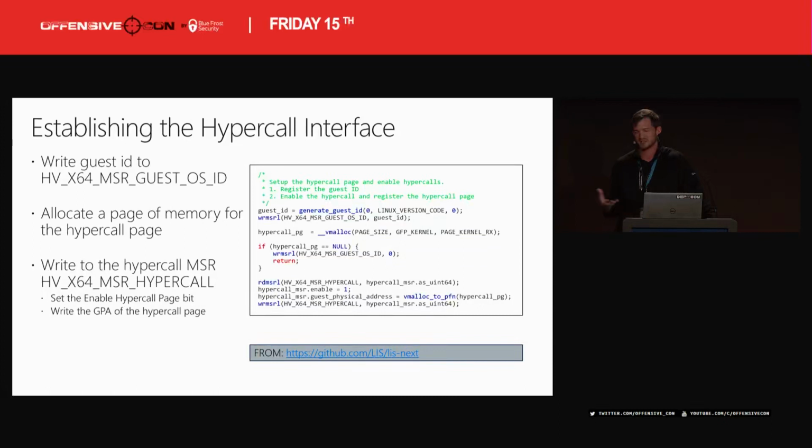And the guest ID is just a 64-bit entity, and this is documented in the Hyper-V specification. After you do that, you just need to allocate a page of memory and then set up that synthetic MSR. All that it requires is writing your page frame number to it, as well as setting the enable bit. The enable bit says that if someone later on tries to recreate this hypercall interface, they can see it's already enabled and just use the existing page.